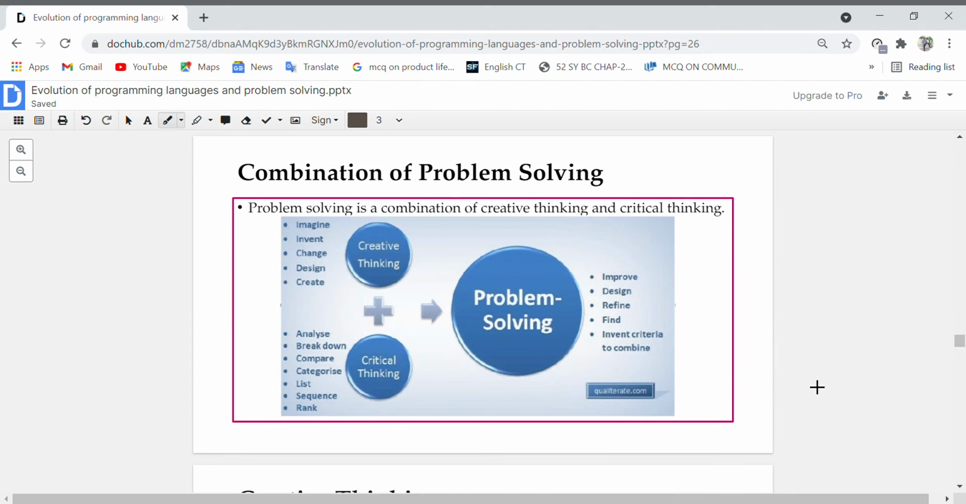Then you can take the screenshot. The combination of problem solving, creative thinking, plus critical thinking leads to problem solving. This you can take a screenshot of and analyze.